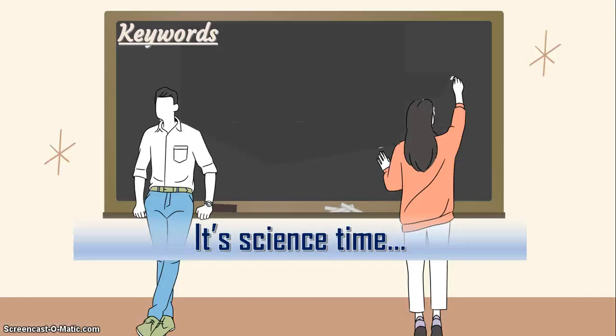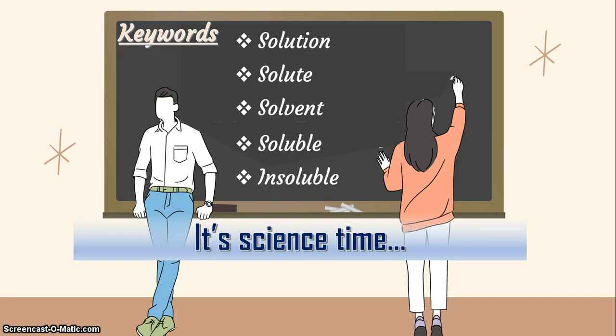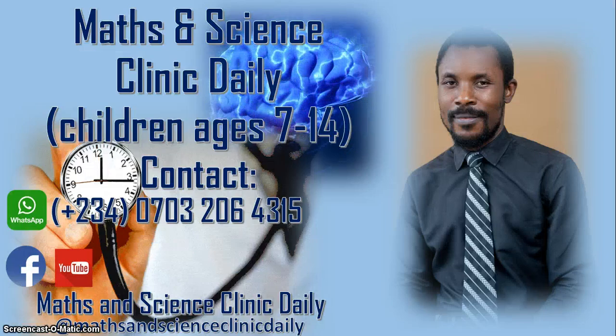So now you know, it's science time. So what keywords have we learned? We learned solution, solutes, solvents, soluble, insoluble. We learned what? Dissolution and suspension. So now we are good to go.